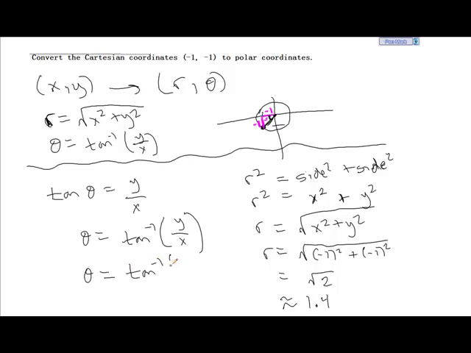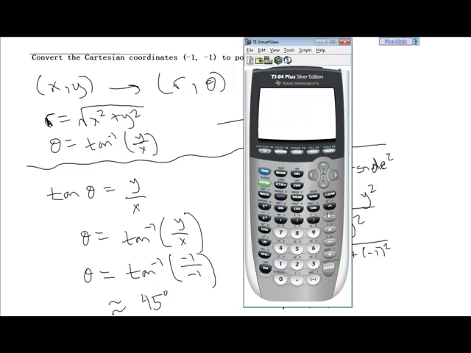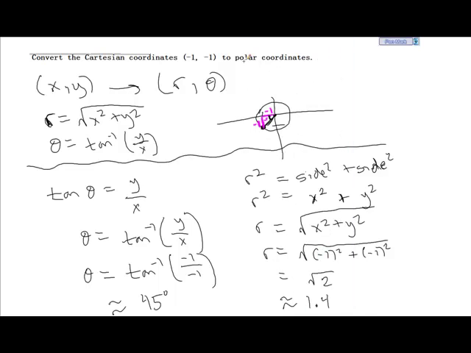So the inverse tangent of y, where y is -1 and x is -1, becomes -1 over -1, which is 45 degrees. That's something you can enter into your calculator. Just make sure you're in degree mode if you're going to represent the answer in degrees. The tangent inverse of -1 divided by -1 is equal to 45 degrees. And so we are done. Our point is a point with a radius of 1.4 and an angle measure of 45 degrees. But there's one minor problem.